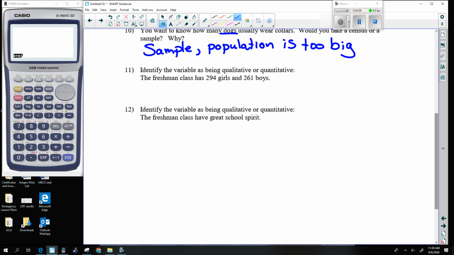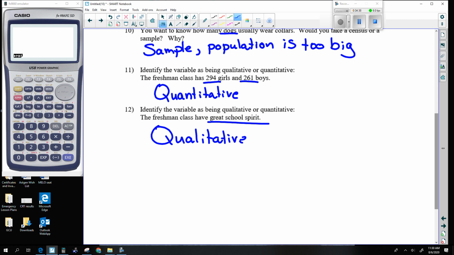Identify as being quantitative or qualitative. That's a measurement. There's a number two that actually means something, like one is bigger than the other. So that's quantitative. Number 12, the freshman class has great school spirit. Yay! Go fight, win. All right, that's a quality. It's not like, I have better school spirit than you by a factor of 3. There's no measurement in that.